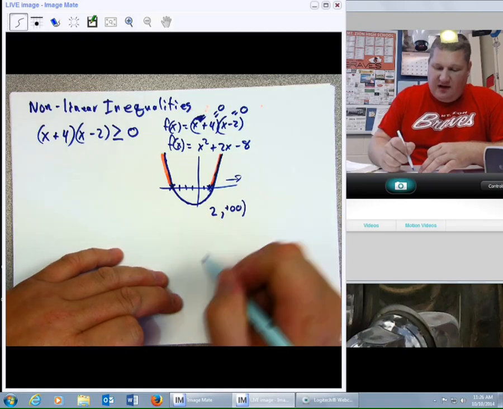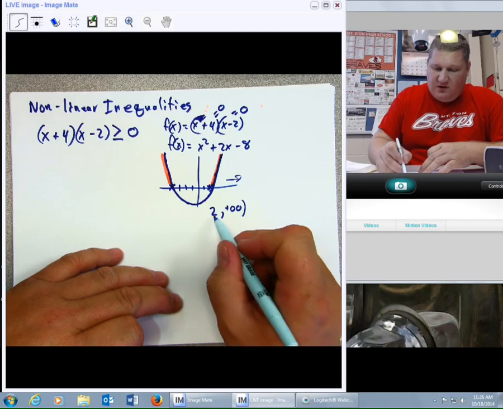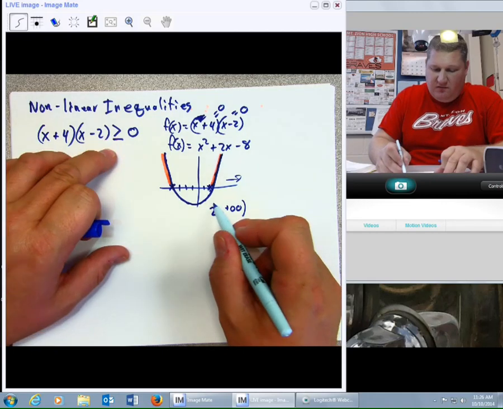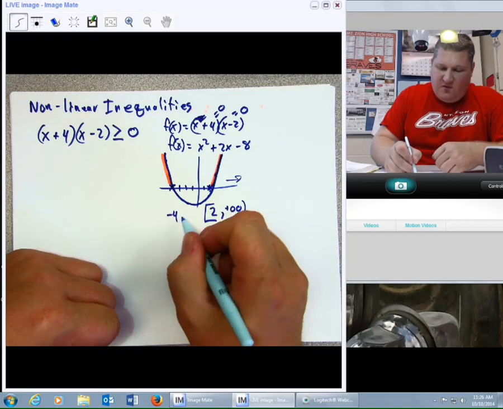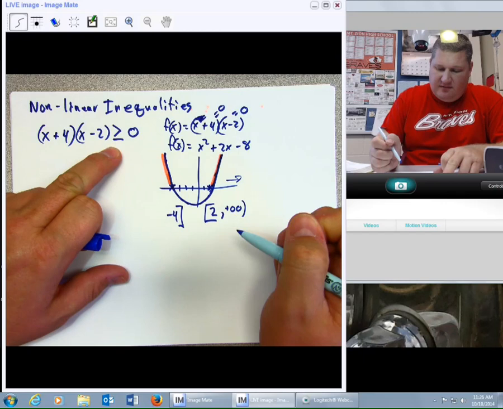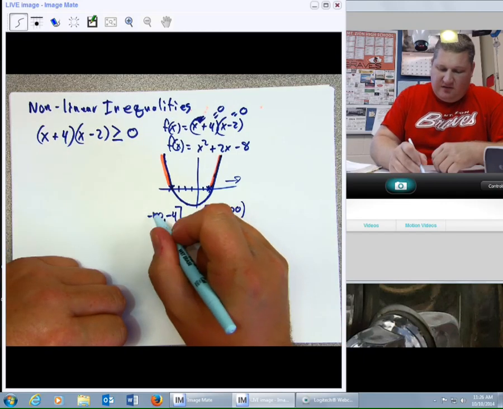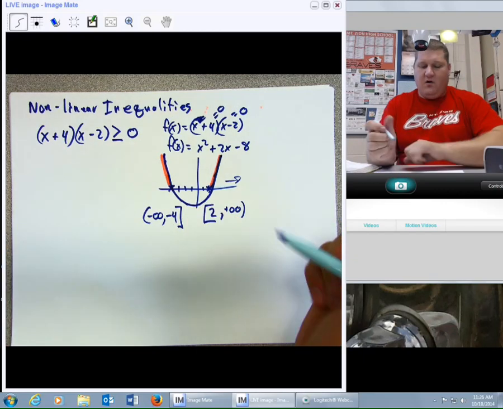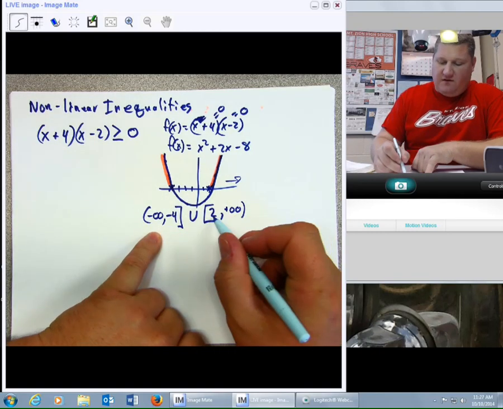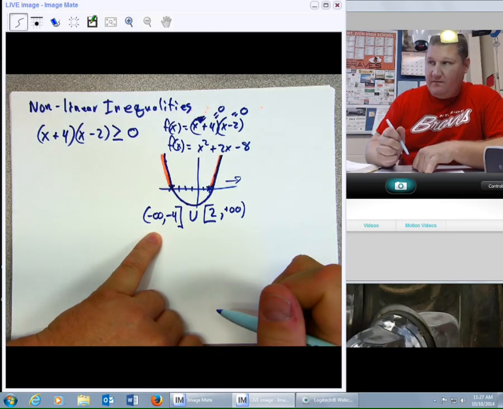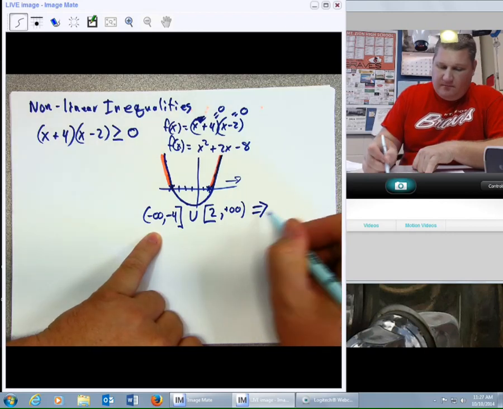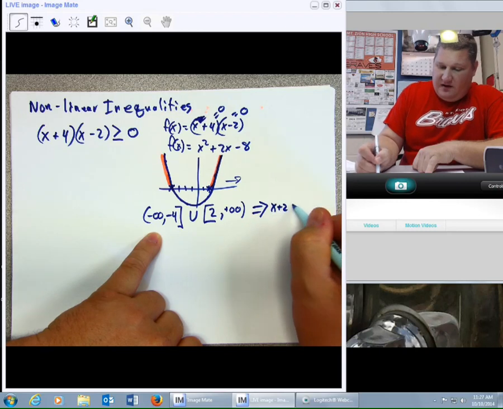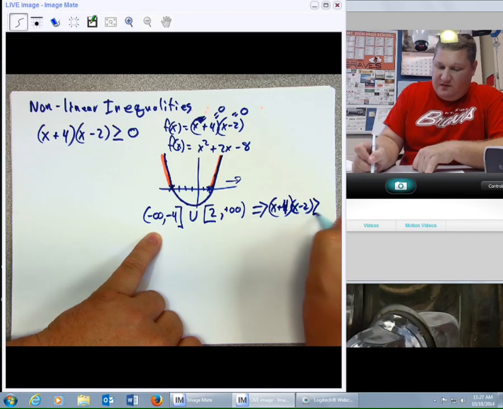And so that's a parenthesis. What would go here? Well, it's greater than or equal to 0, so bracket. Now over here, I have negative 4, and again equal to, so bracket, and that's negative infinity. So from negative infinity to negative 4, it's greater than 0, and from 2 to positive infinity, it's greater than 0. Okay, so that is where x plus 4, x minus 2 is greater than or equal to 0.